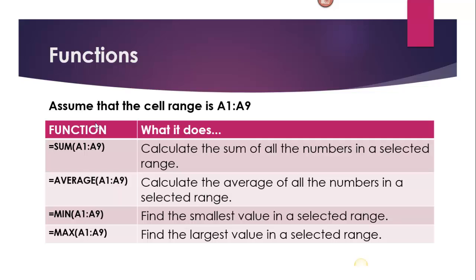So what does each do? Sum will add up all the numbers that you select. Average is to find the average of all the numbers. Minimum will find the smallest value, and maximum will find the largest value.